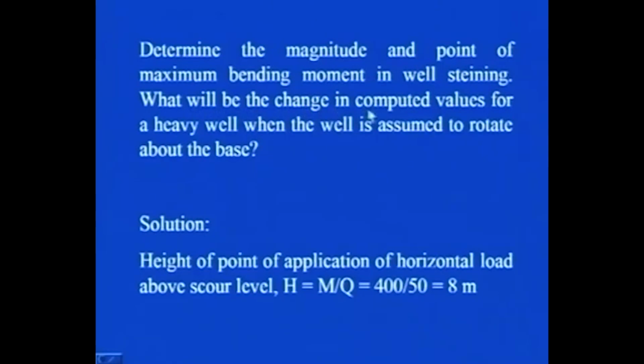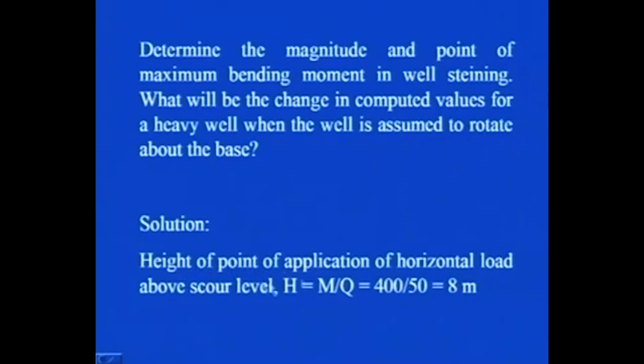What will be the change in computed values for a heavy well when the well is assumed to rotate about the base? So there are two cases that we need to consider. One is when the well is considered as a light well, then as I discussed with you, the point of rotation will be a little above the base of the well. However, if you consider the well to be a heavy well, then the point of rotation will be at the base. So what exactly will be the difference in these two cases, we will be able to see while solving this particular example.